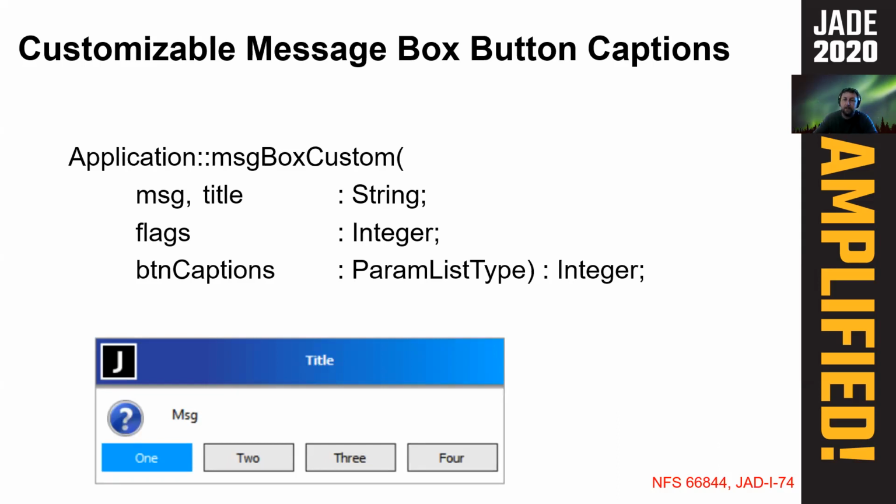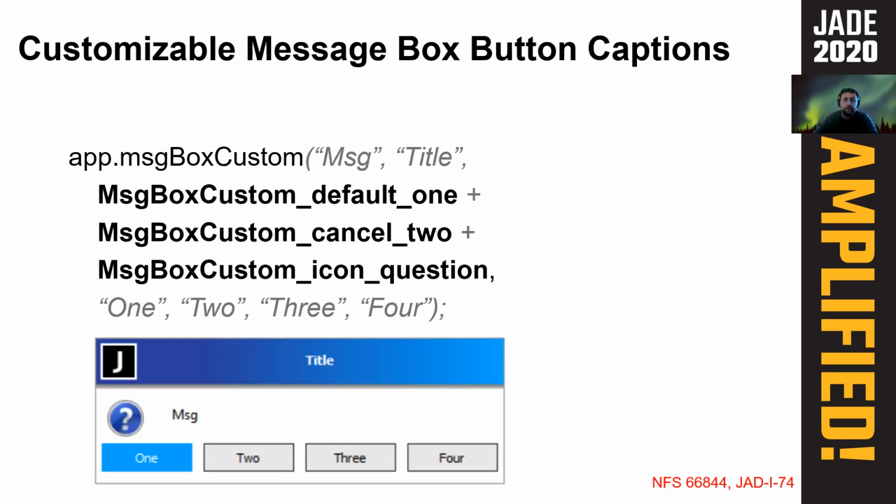The flags and button captions parameters are probably the only ones that require explanation. The new flags have been added for use with the message box and come in 4 flavors: cancel, default, return, and icon type. The button captions parameter is just a paramarray type, and this defines the number of buttons and their captions. And here, of course, we expect strings.